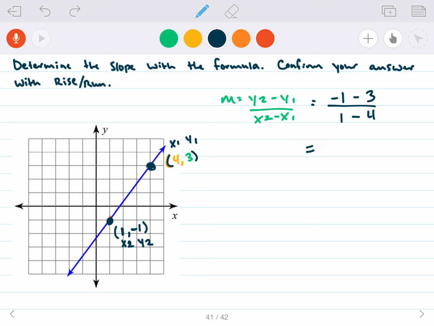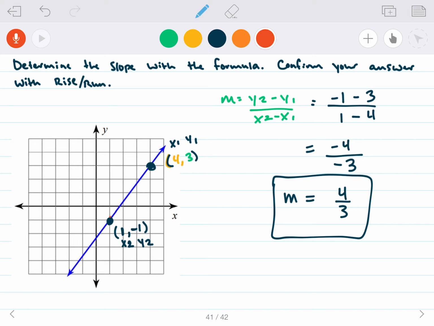So on top, negative 1 minus 3 is negative 4. On bottom, 1 minus 4 is negative 3. And the two negatives divide out to become a positive. So this is positive 4 over 3. We can also see the guy on the mountain, okay, confirming that that's positive. Okay, so that's it. We can also use rise over run, so we can go up 1, 2, 3, 4. So we went up 4. And then we ran 1, 2, 3. So positive 4 over positive 3. So that is confirming our answer there.